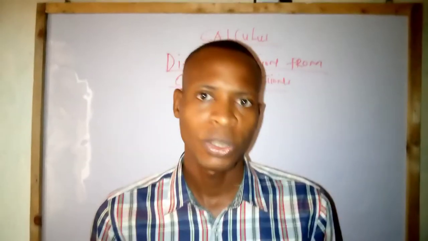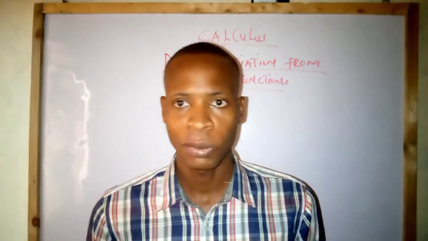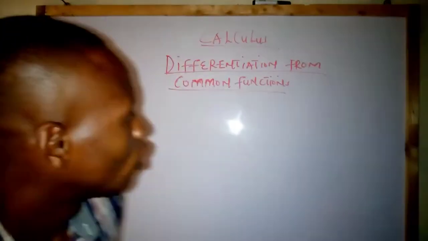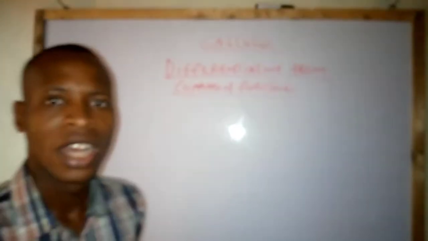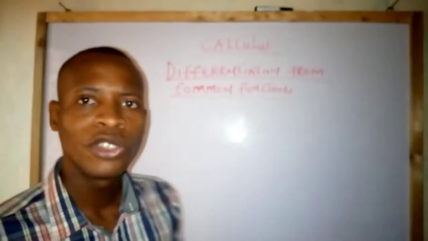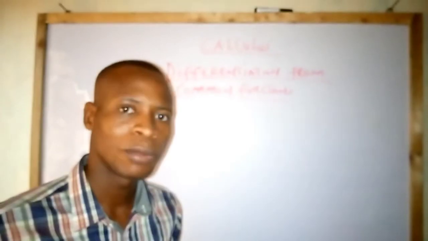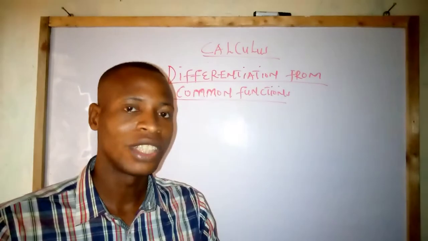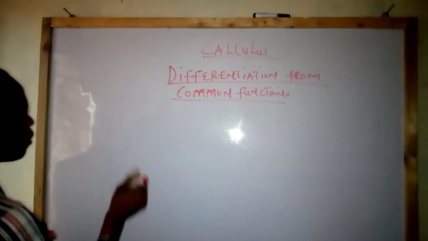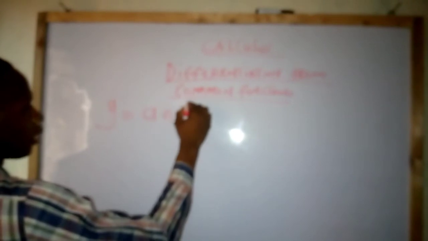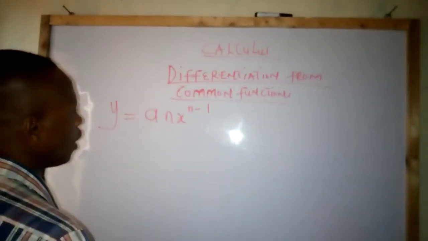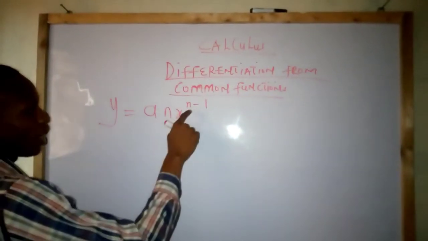Last week we discussed differentiation from first principle, but today we're going to be talking about differentiation from common functions. Common functions are generated from first principle. It generates a general rule, and that general rule is simply y equals a n x to the power n minus 1, where a and n are constants in this case.